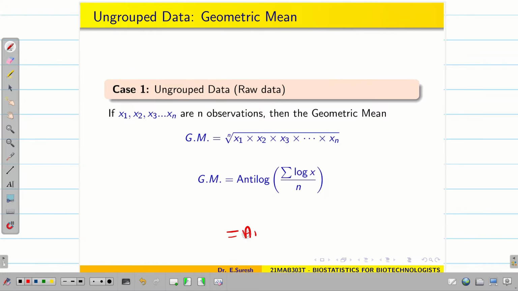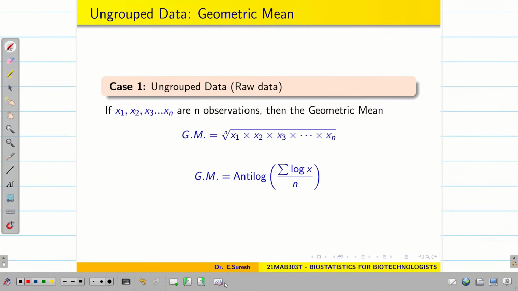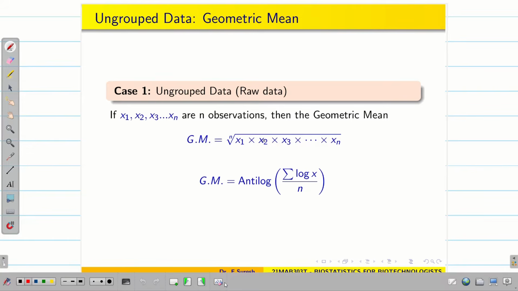Geometric mean is equal to the anti-log of the summation of log x divided by n. So we can find the log x using a log table or using the calculator. This formula helps us to solve the problem in an easy way. Now let us go into the problems on discrete and continuous frequencies.